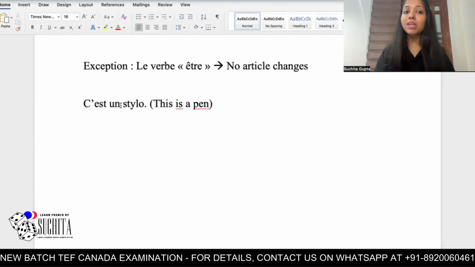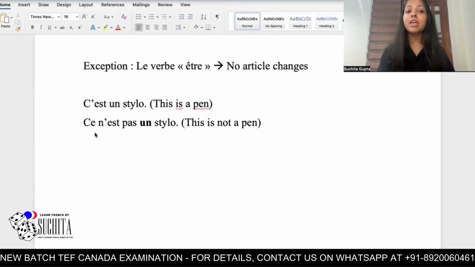Now, as per the rule, this is your indefinite article. After the verb, what you have is an indefinite article, un. Now, as per the rule, it should have changed into de. But I told you, if you have the verb être in your sentence, then no article will change. So, c'est un stylo, this is a pen. If your sentence is negative, it will be ce n'est pas un stylo. This is a pen, this is not a pen.